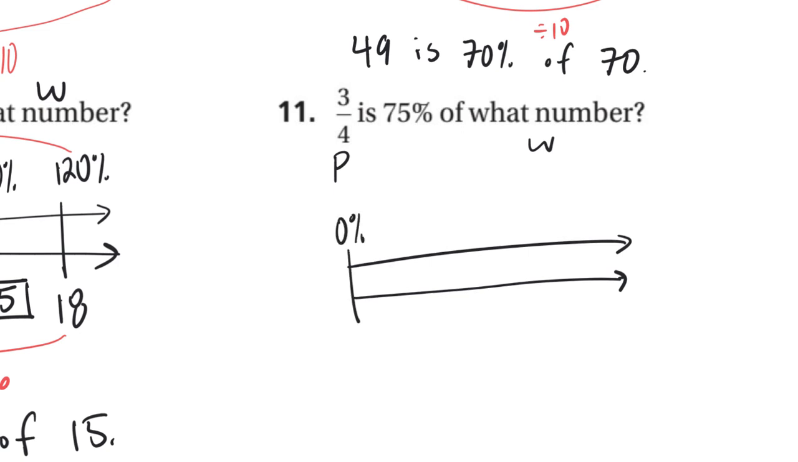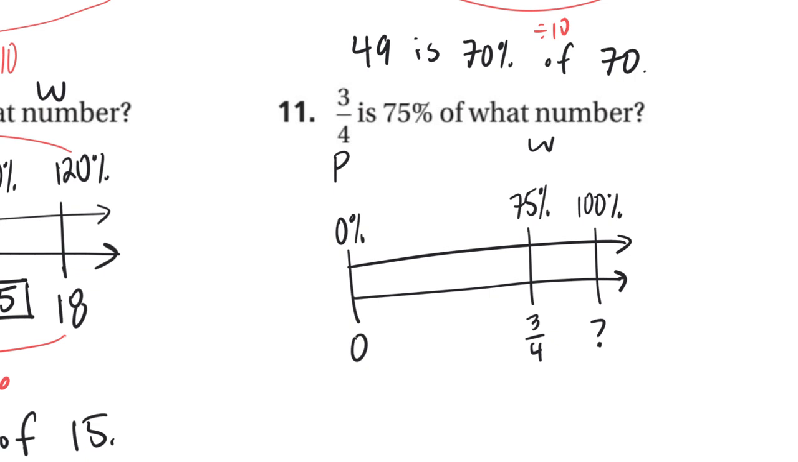0% of a number is 0. 100% of the number we don't know. That's the whole that we don't know. But we do know the 75% part. The 75% part is 3/4. And we're trying to find what the full thing would be. Well, it's going to be one whole, actually, because I know 3/4 is 75%.